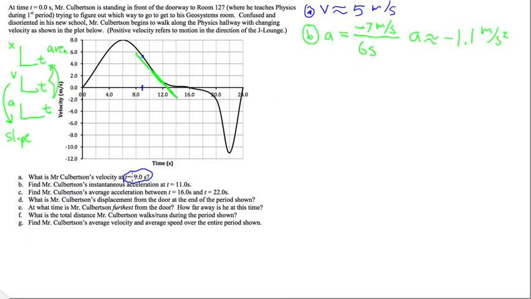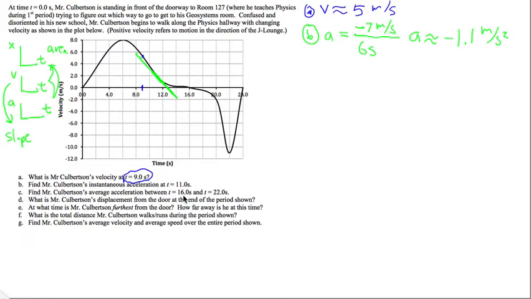Okay, and again, I'm not really picky about where these things come out. As long as you're drawing a reasonable tangent line, you're showing me that you know how to do this problem, you're fine. So let's try a different color for C.